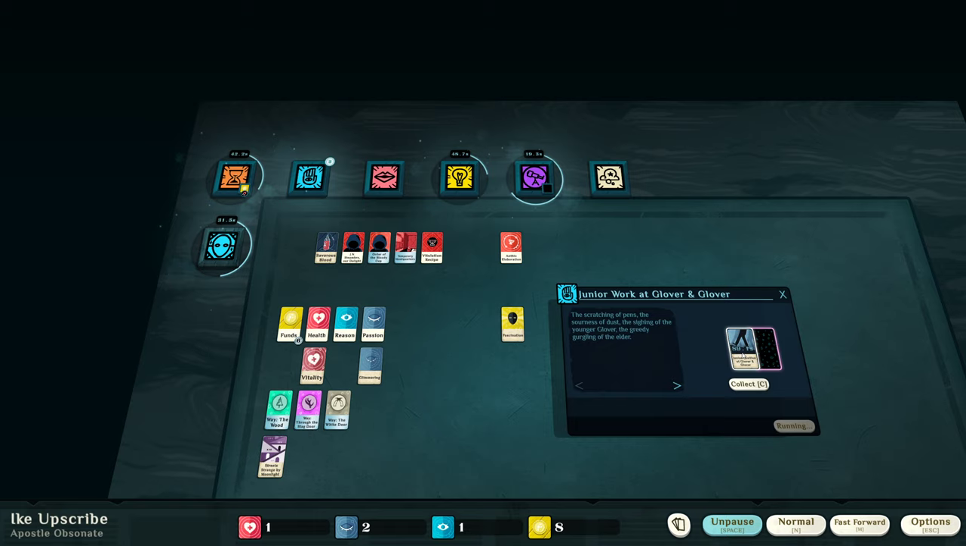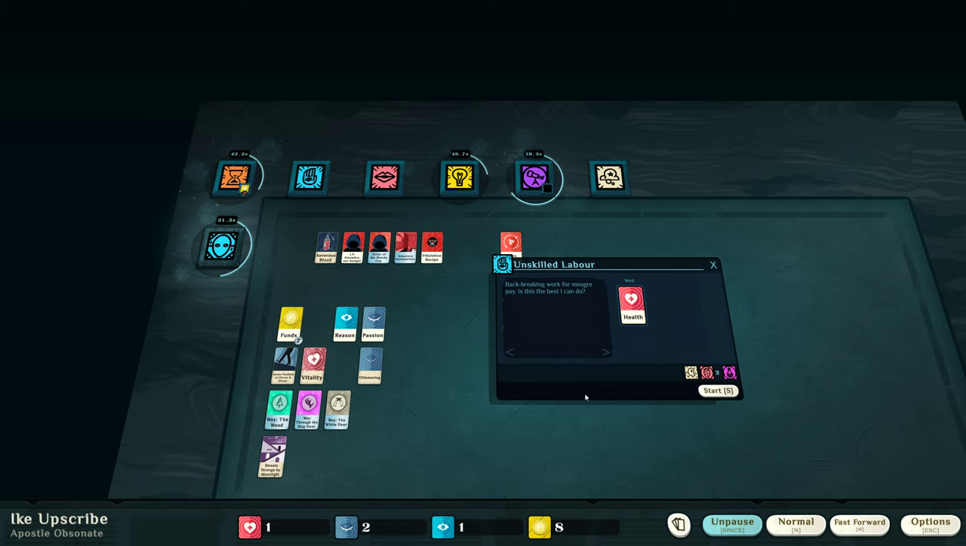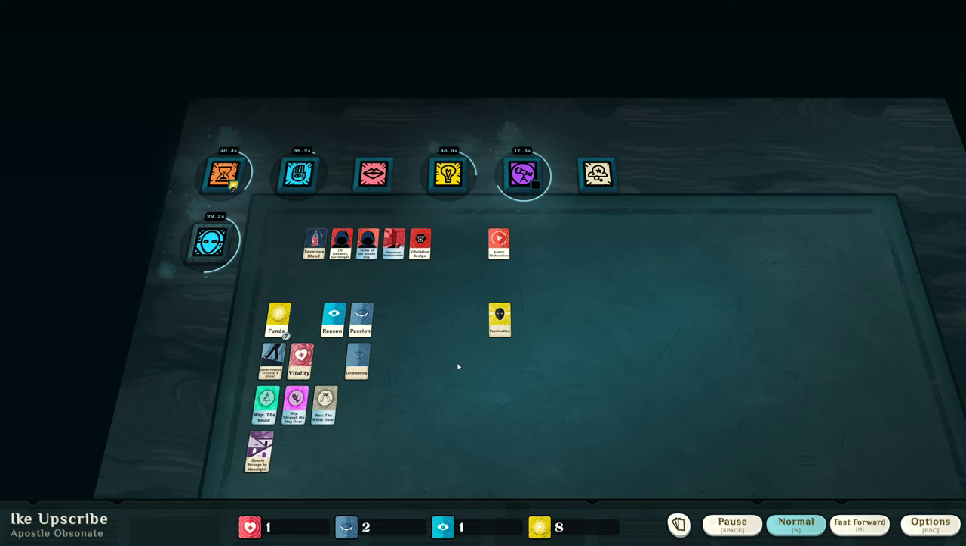So the nice thing is we have a junior position, so because we're junior, there's fewer responsibilities, and as a result, I'm able to take a little bit of time off work to do the thing I really want to do, which is lift heavy things and put them back down again. Backbreaking work for meager pay, is this the best that I can do? At the moment it is, because I need to get stronger.